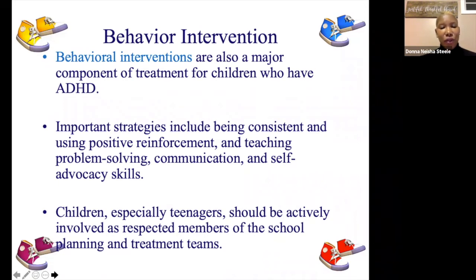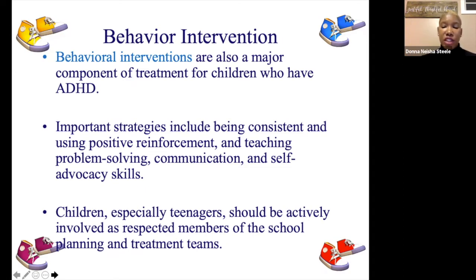Behavior intervention that's consistent usually produces a change. So important strategies include being consistent. One thing with behavior intervention, you have to be consistent and use positive reinforcement. You have to teach problem solving, communication, and self-advocacy skills. These are some of the skills that you're looking to teach a child who might not have these skills in place, because you're wanting a change in behavior at the end of it.